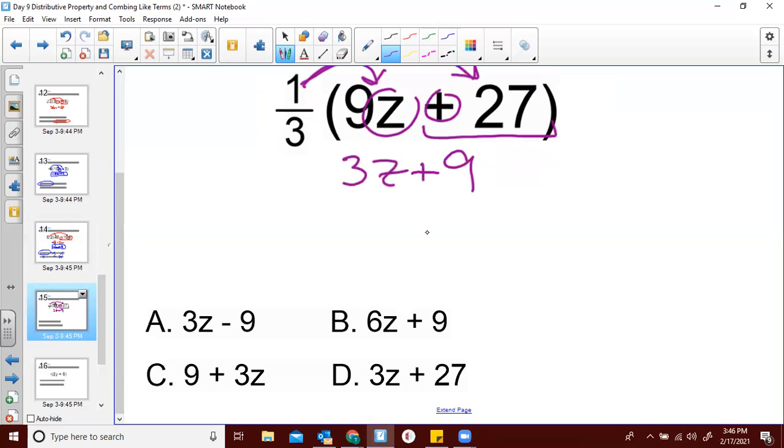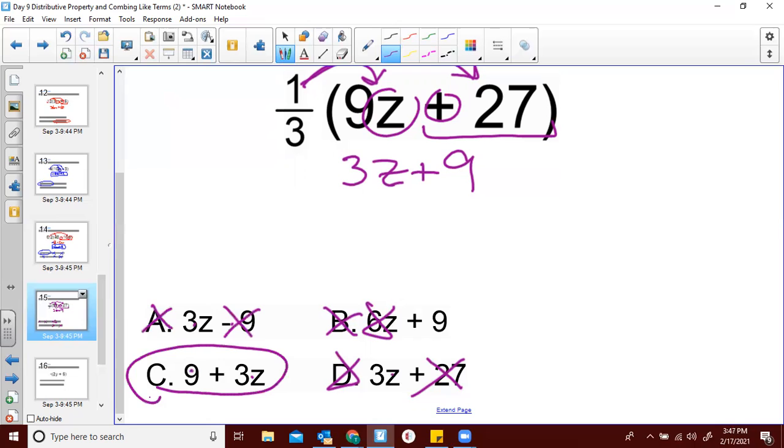Again, you're like, none of these work. Well, let's look for a positive 3Z. Good in A, not in B, good in C, good in D. All right. Now let's look for a positive 9. See, positive 27, not going to work. -9, not going to work. Positive 9, C is our answer.